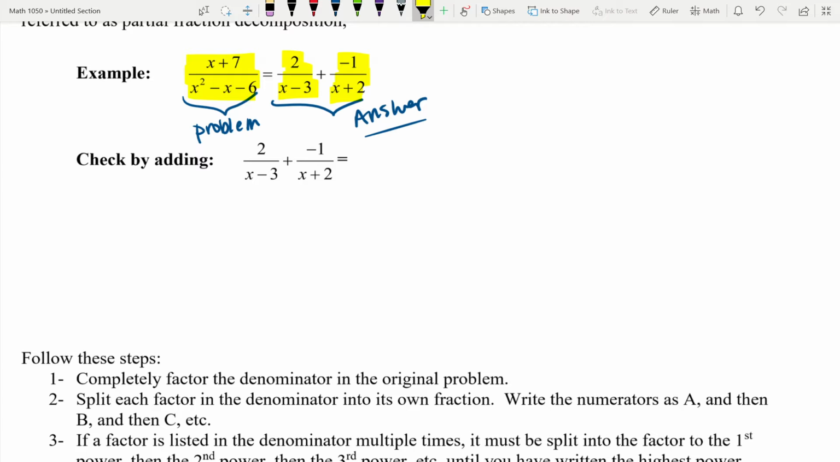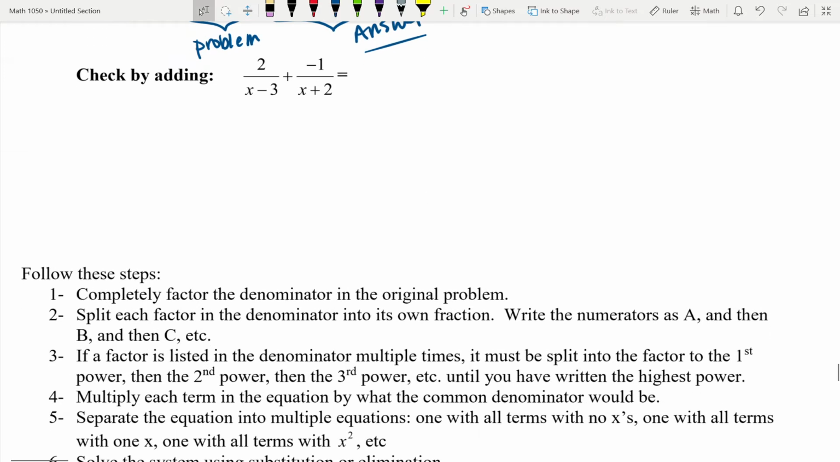You could take the time to add the two fractions that are on the right and make sure you end up with what's on the left. So I'm going to do that one time, but I have a better way for you to check your answer that's easier. But you could check it. So let's go ahead and just take a second and let's check this, okay?